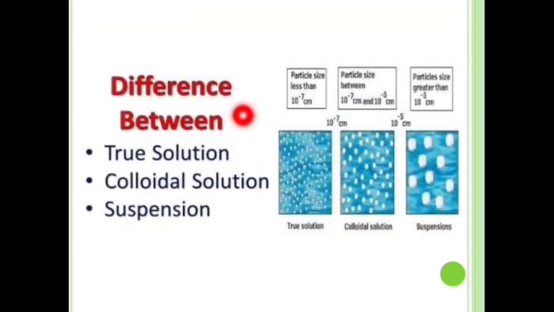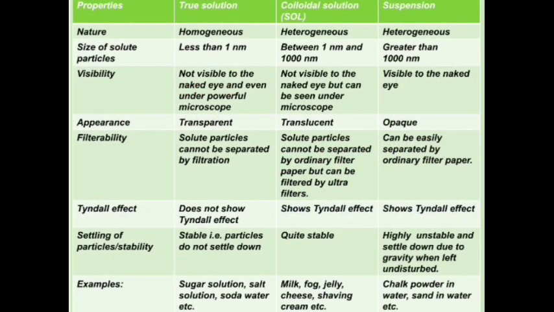Now let us see the difference between true solution, colloidal solution and suspension on the basis of various properties. First, on the basis of nature, true solution is homogeneous in nature, colloidal solution is heterogeneous in nature, suspension is heterogeneous in nature. On the basis of size of solute particles in true solution, it is lesser than 1 nanometer, and between 1 nanometer and 1000 nanometer in case of colloidal solution, and the size of solute particles in suspension is greater than 1000 nanometer.